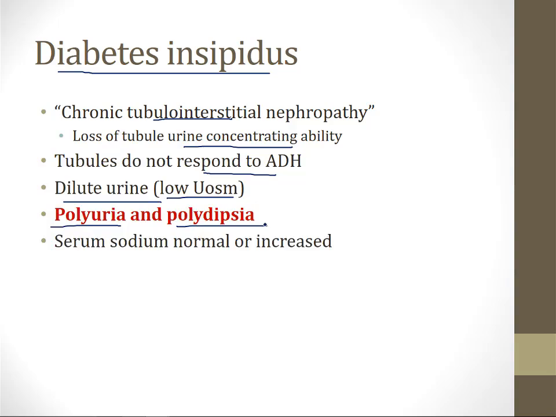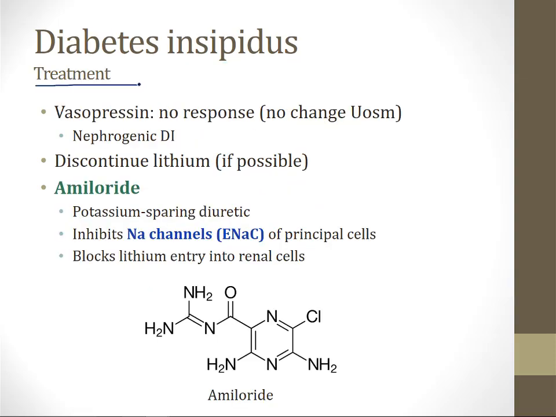Now, in some cases, the loss of free water will increase the serum sodium. However, in many cases, patients drink enough to keep up with the free water loss, and in these cases, the serum sodium can be normal. So remember that a normal serum sodium does not exclude diabetes insipidus. In terms of treatment of nephrogenic diabetes insipidus caused by lithium, if you administer vasopressin, which is an antidiuretic hormone analog, you will see no response. In other words, no change in the urine osmolarity, and that's because this is a form of nephrogenic DI, and only central diabetes insipidus responds to vasopressin.